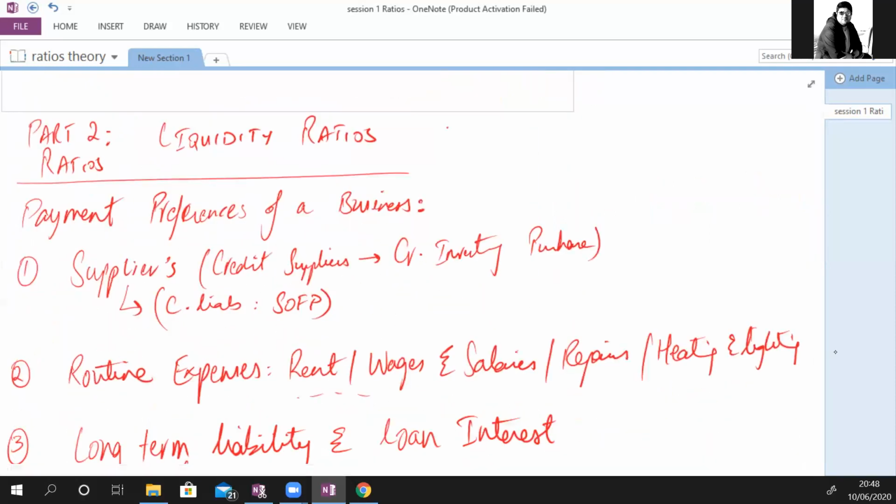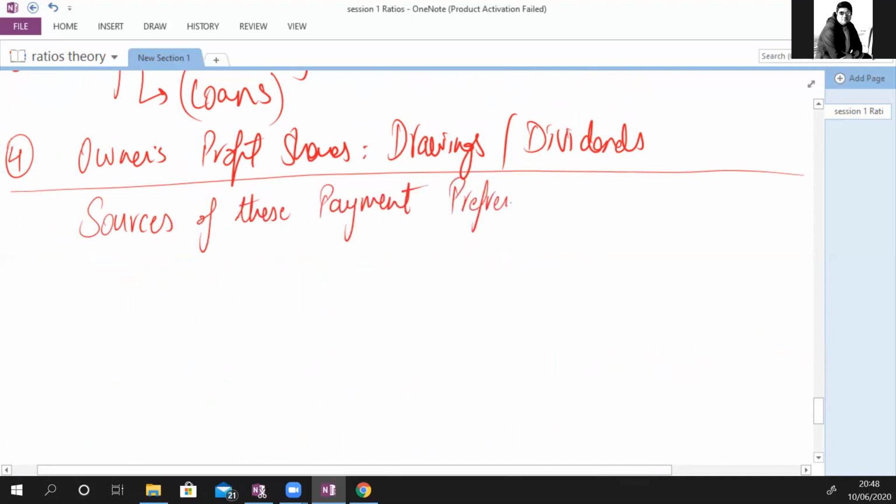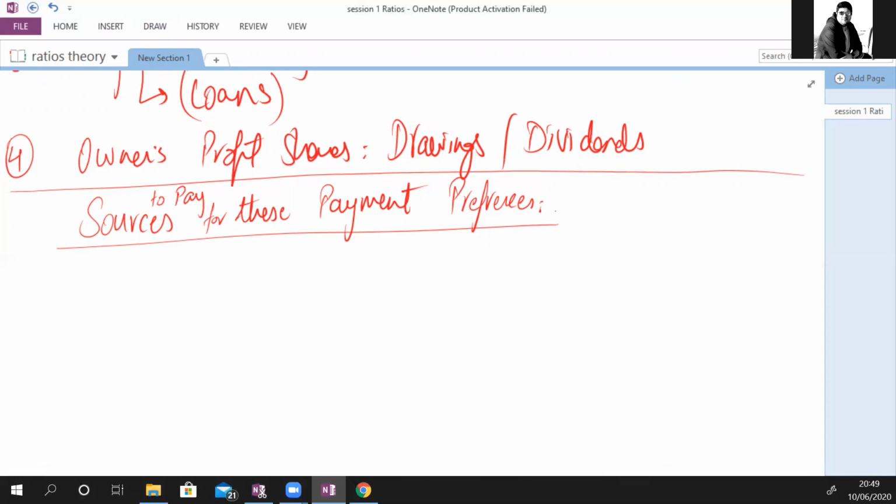All right. So now moving on, let's discuss sources to pay for these payment preferences. Which sources would I be using to pay these payments that the business would like to pay?